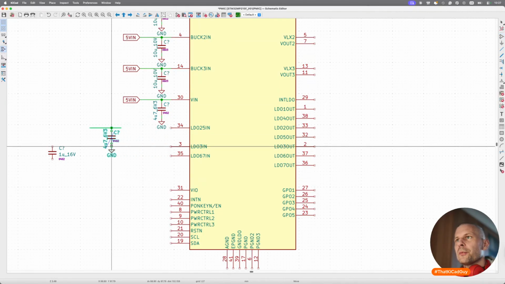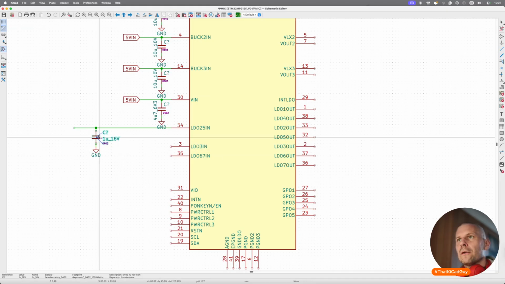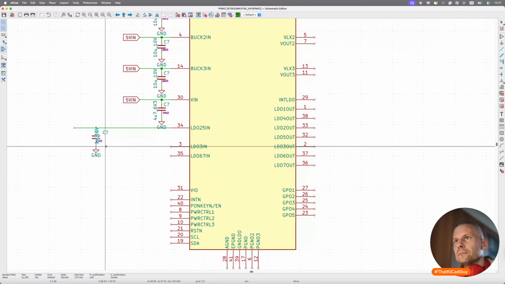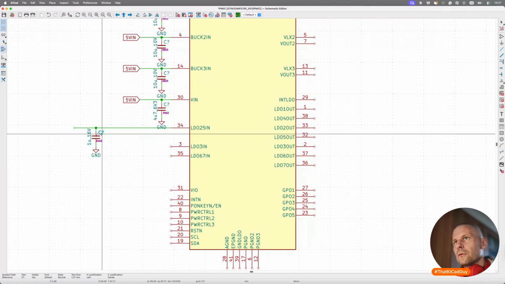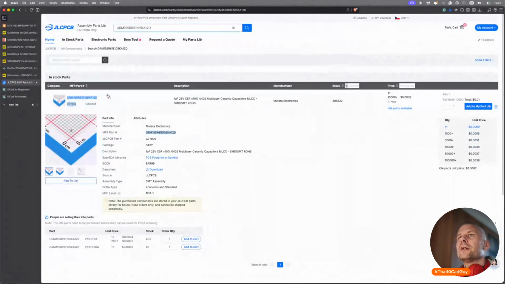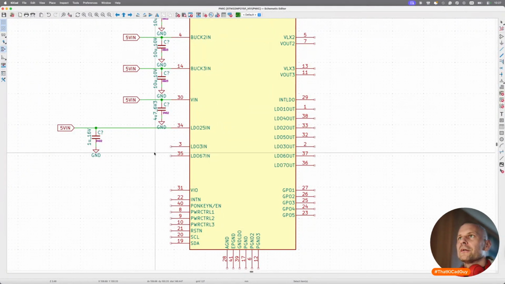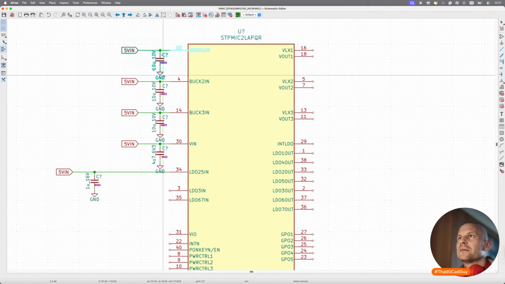There is not enough space, so I have to go further from the symbol of the PMIC to keep more space for the LDO 3 in, which should be 10 micro to 6.3. I will definitely use the 10 volts. I don't want to have so many values in the schematic. It doesn't even make sense.